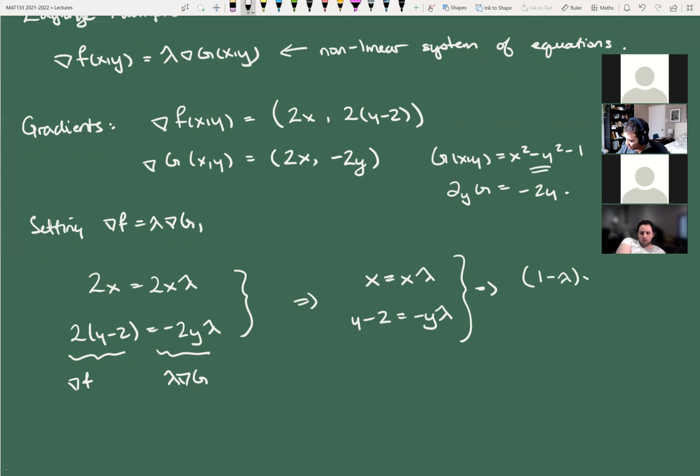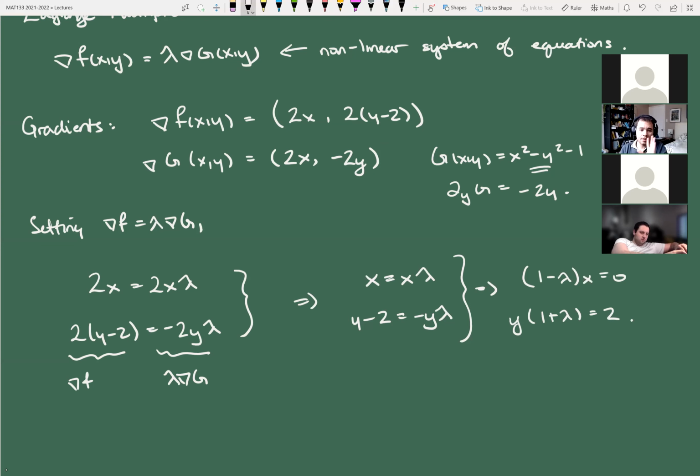1 minus lambda times x is 0. And then what is this one? So y plus y lambda, so y times 1 plus lambda is equal to 2. Okay, so all I did there was a little bit of manipulation. I put all the x's on one side, all the y's on one side, and the constants on the other. You don't have to do that.